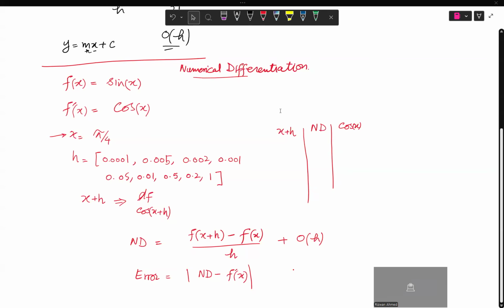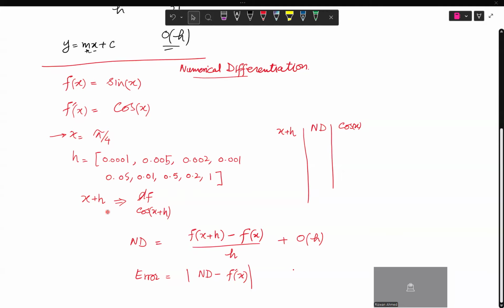In this demonstration, I would like to calculate the error in numerical differentiation. So I have selected a problem where f of x is sine of x and f prime of x is cosine of x. I take the point x equals pi by 4 and I will try different step sizes h, say starting from 10 raised to the power minus 3 with different small steps to 1.